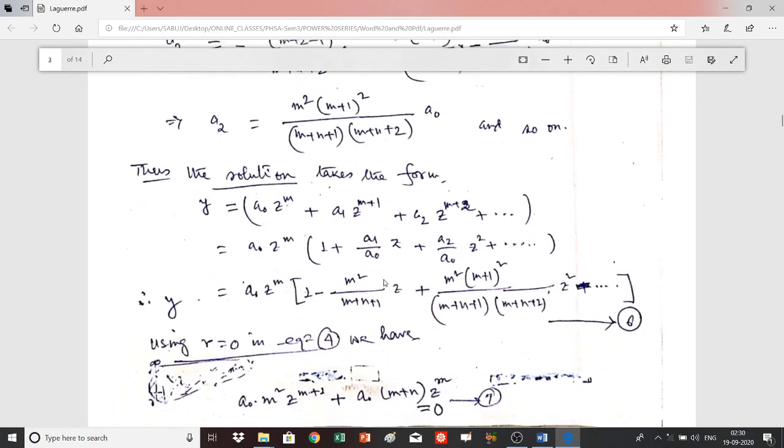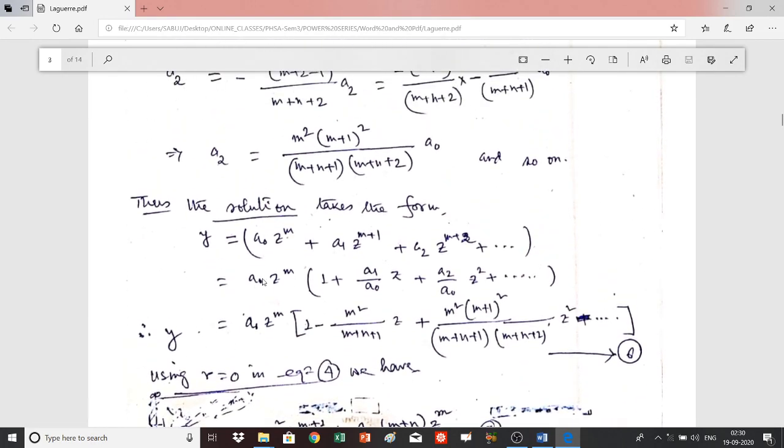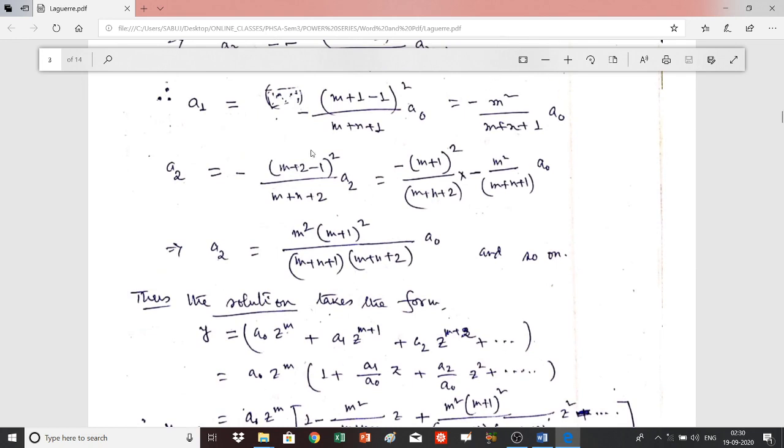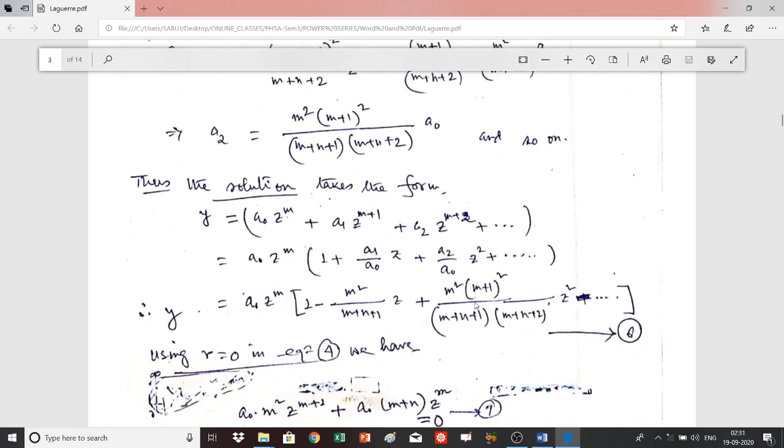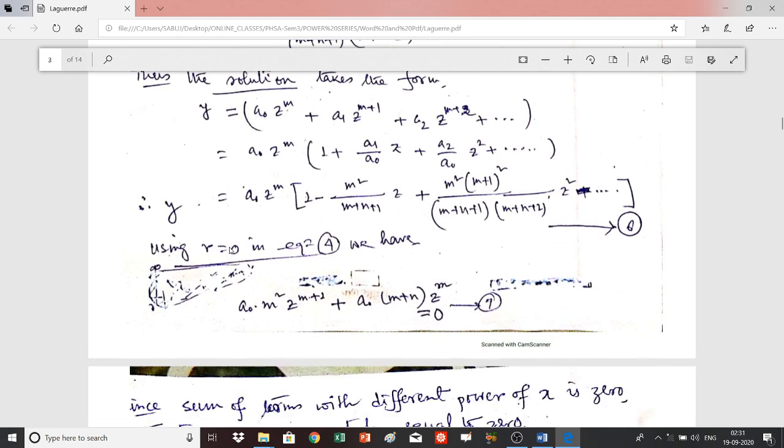Just use these two values a1 and a2 in this expression, and finally we will get a0 z to the m [1 minus m square by (m+n+1) into z, plus m square into (m+1) whole square by (m+n+1)(m+n+2) into z square], and many other terms. So just substitute the value of a1 as this and a2 as this in this relation and you will get it. So y is obtained as this. It is equation number 6.